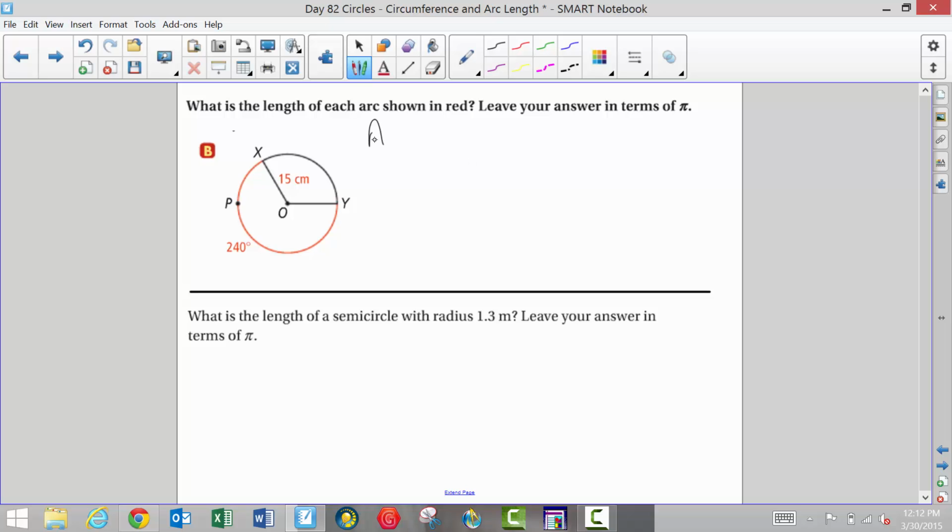So I want the arc length of XPY. Well, the arc length of XPY is going to equal, again, the central angle, okay? This angle right here, XOY, is going to be 240 degrees. Since the arc measure is 240, the central angle is 240.